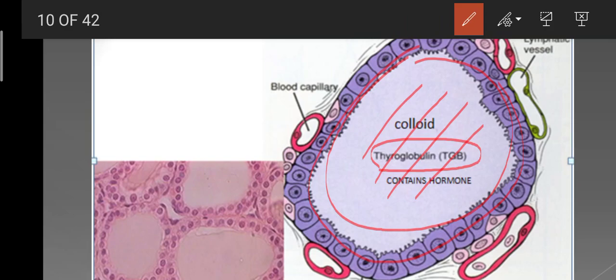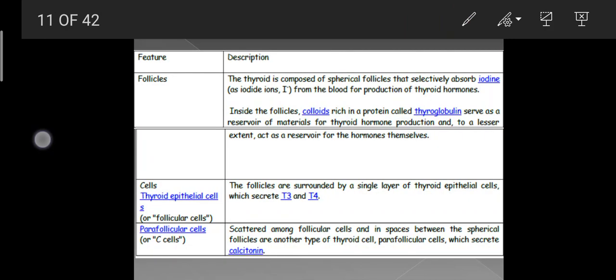Here are also the parafollicular cells, which we cannot see in this view. The parafollicular cells are present like this in the spaces between these follicles. If there is another big follicle here, the spaces between the follicles are filled with the cells which are known as the C cells or the parafollicular cells, and these cells secrete calcitonin.